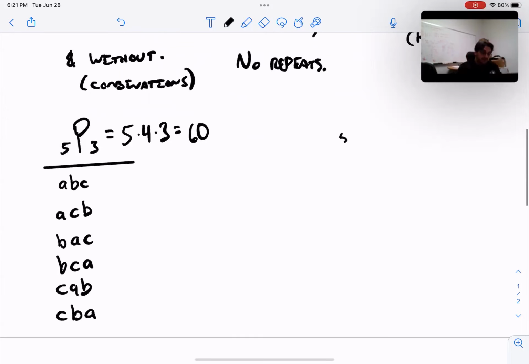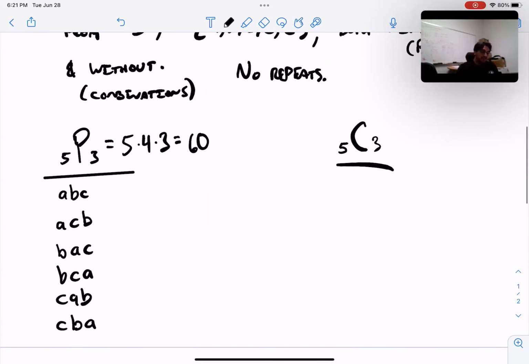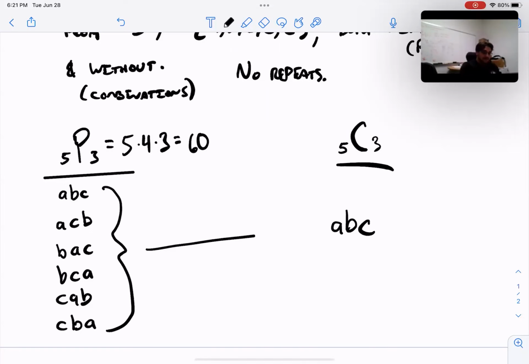Well, all of those correspond to just a single choice over here, just A, B, C, if we're counting without order mattering. Because these are all just that one option, A, B, C, just that one selection, A, B, C, right?